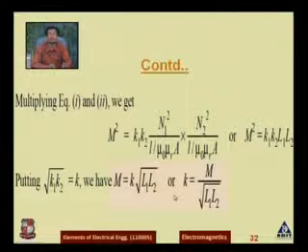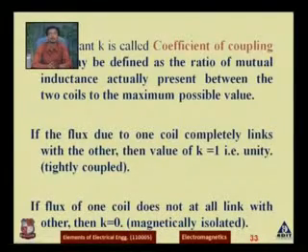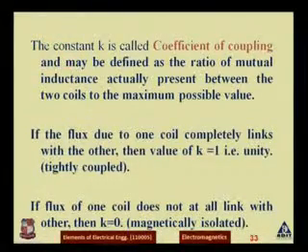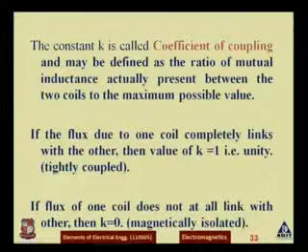But in this theory we are interested in finding the coupling coefficient. So what is our coupling coefficient? It is K. K is equal to M divided by the square root of L1 into L2. This one is the formula that you have to remember for solving numericals. Okay, so the constant K is called the coefficient of coupling.